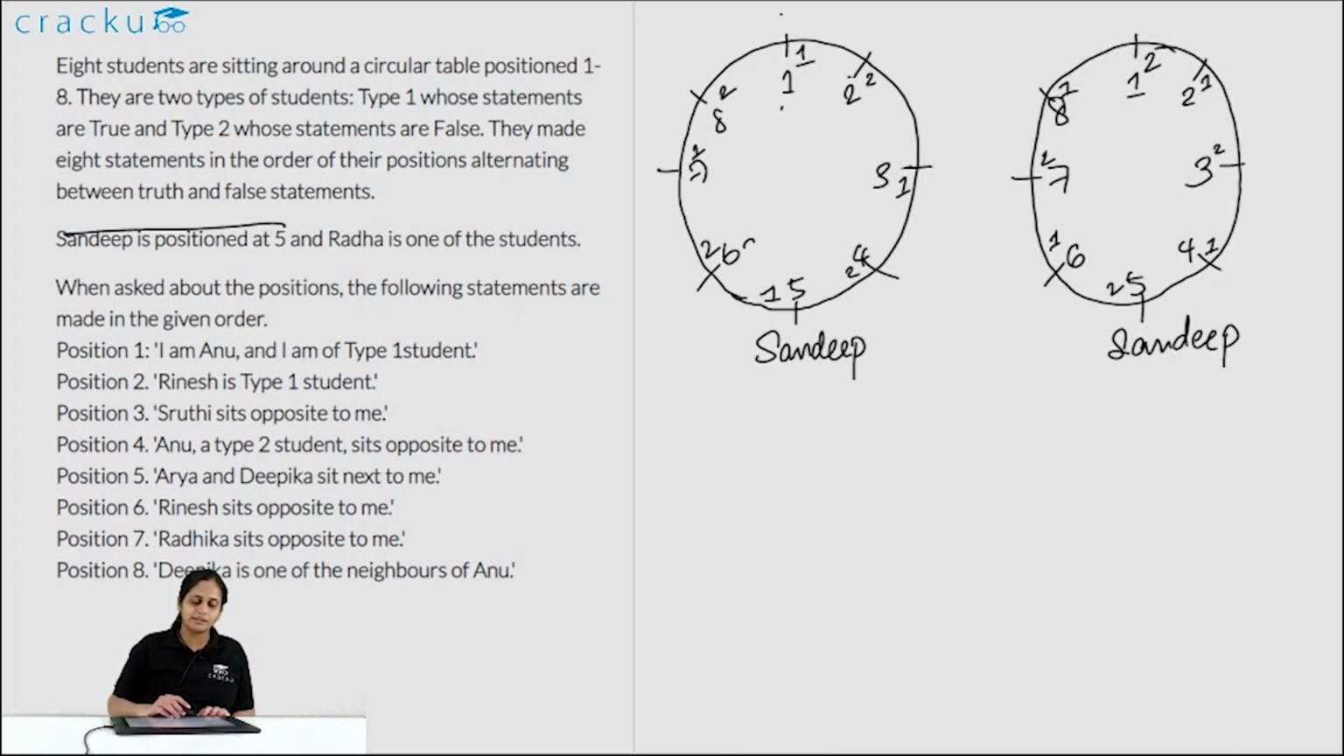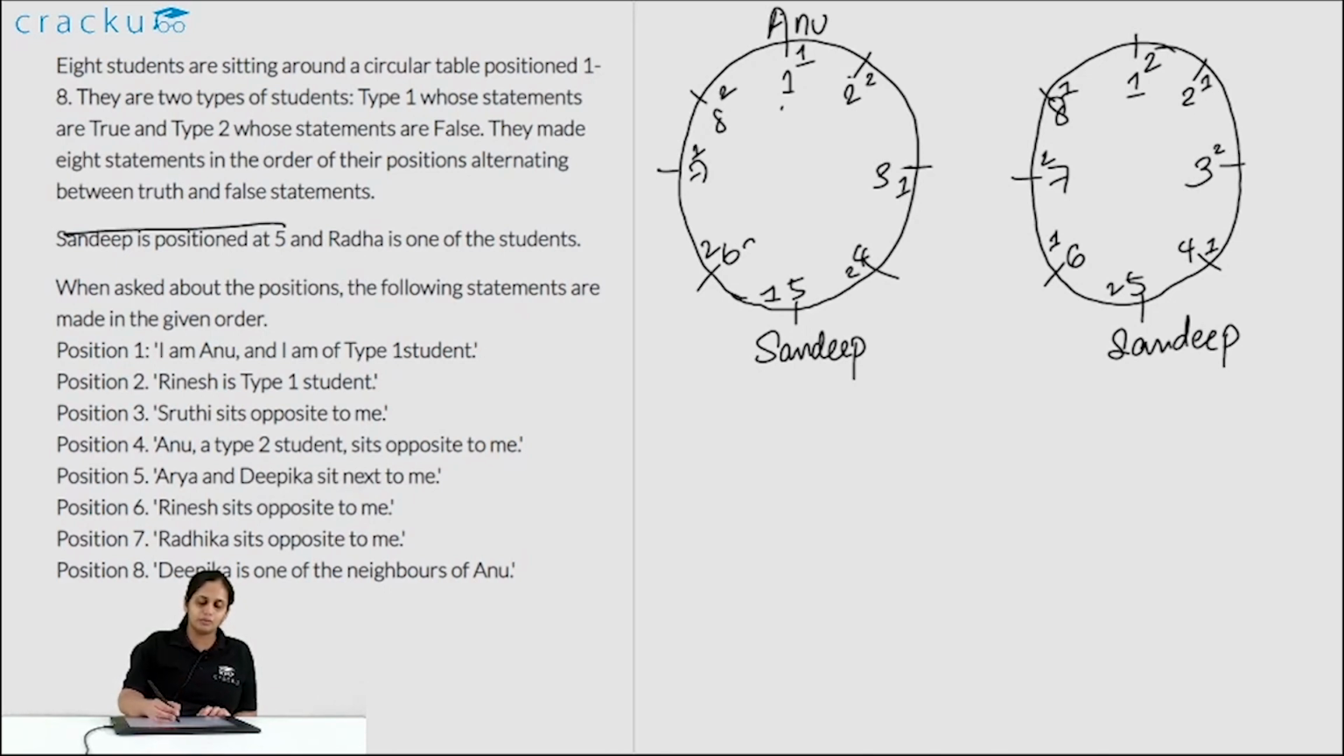In the first case, let's try to place people, and if we come to a contradiction, we'll stop. First position: I am Anu and I am a type 1 student. Here it is type 1, so there is no contradiction. This statement would be a true statement, so this person is Anu.